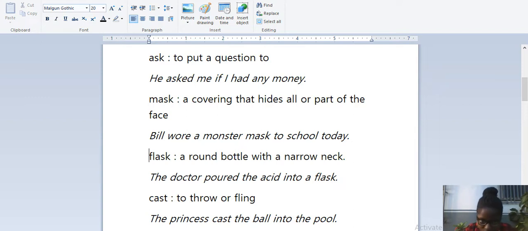Now I want us to notice the pattern here. We've been looking at this word ask, then we have mask, then we have flask, all ending with ask. Very important. Notice the pattern. You understand why I'm emphasizing the ends of these words. The doctor poured the acid into a flask. A flask is a round bottle with a narrow neck.